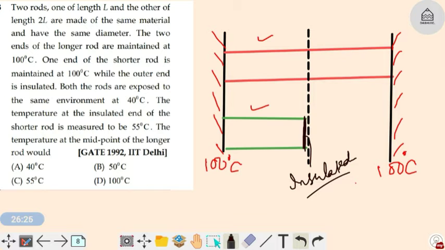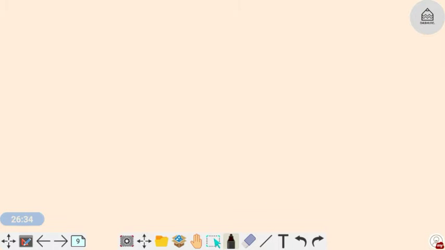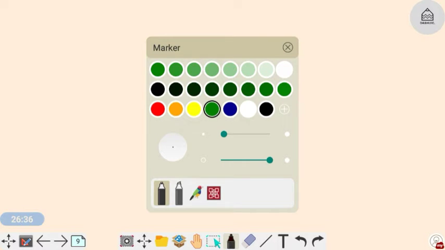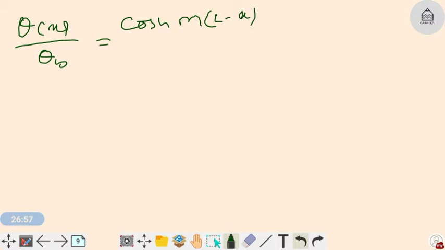Yes. So if I write the expression for the short rod, for the insulated tip fin, the temperature expression theta, that is T minus T infinity, theta x by theta b, is cos hyperbolic m(L minus x) divided by cos hyperbolic mL.